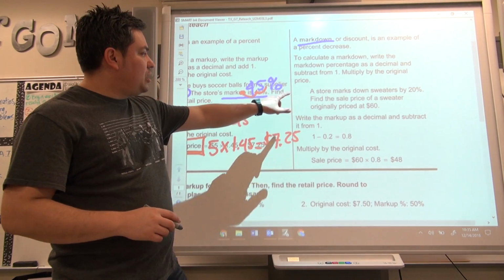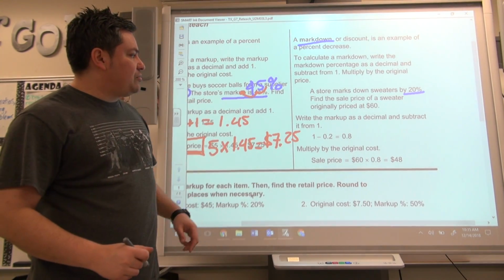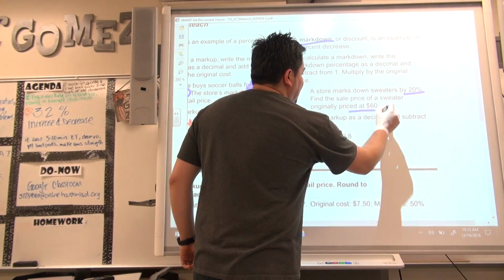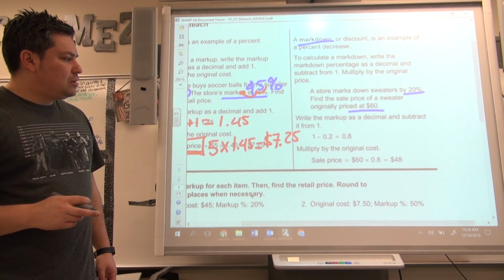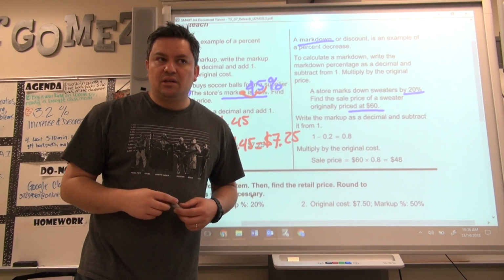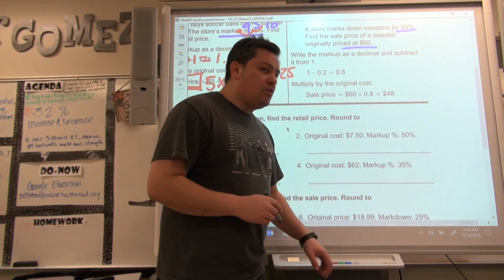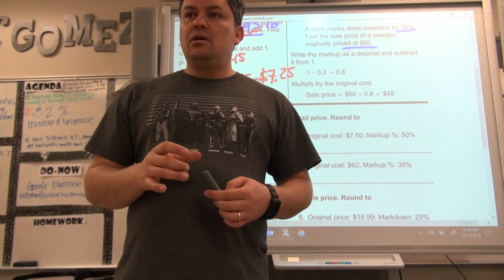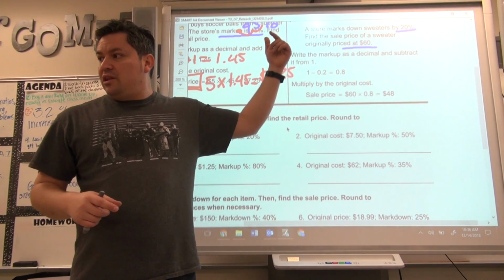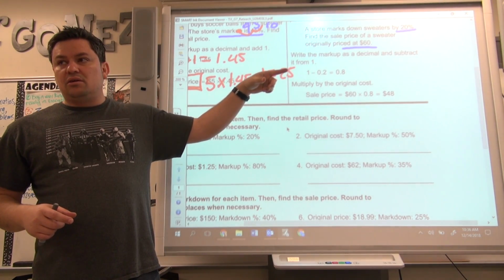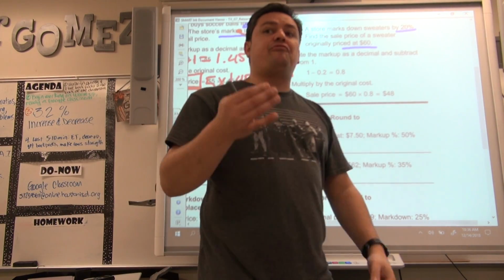In this case, we have a store that marks down sweaters by 20%. The sales price of our sweater was originally $60. So what is the new sales price? For markdowns, this is what you're going to do. Just like on markups, we're going to convert the percent into a decimal. But on markup, what do we do then? After that, we add 1. So what do you think we're going to do on markdown? Kind of. You say subtract 1. It's actually subtract from 1.